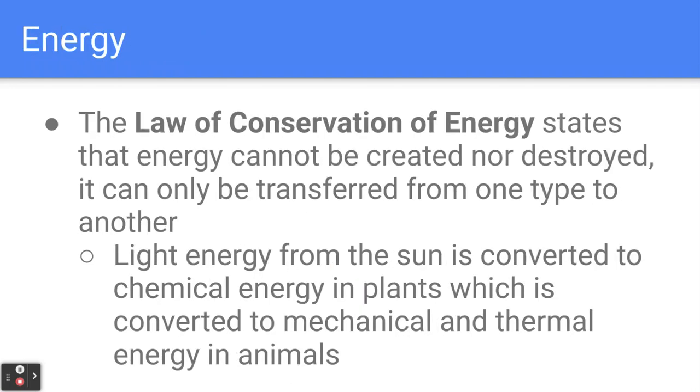And the reason that we really care about energy is thinking about the fact that energy is conserved, meaning that it cannot be created nor destroyed. It can only be transferred from one type to another. So here is one long example. We've got light energy from the sun. Light energy is kinetic energy. It's energy of motion. So light energy from the sun is converted into chemical energy in plants through the process of photosynthesis. And then that chemical energy is converted into mechanical and thermal energy in animals when we eat those plants. So that is just kind of one long story problem of how energy is changed.